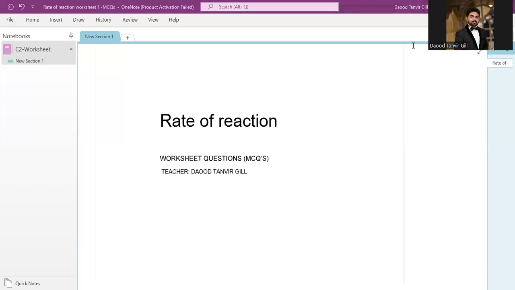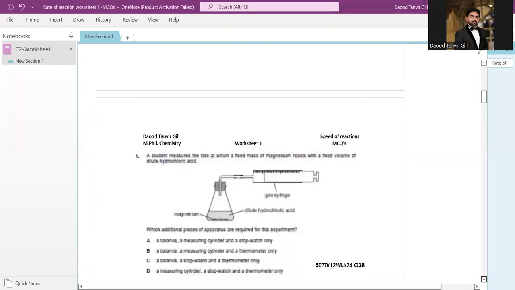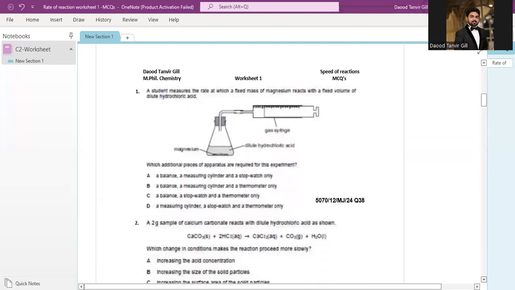So today I will be discussing in detail the questions of worksheet number one, that is of the chapter rate of reaction. I will discuss in detail every question. I will discuss the steps and teach you the strategy of how to attempt this question. Okay. So let's start with question number one.